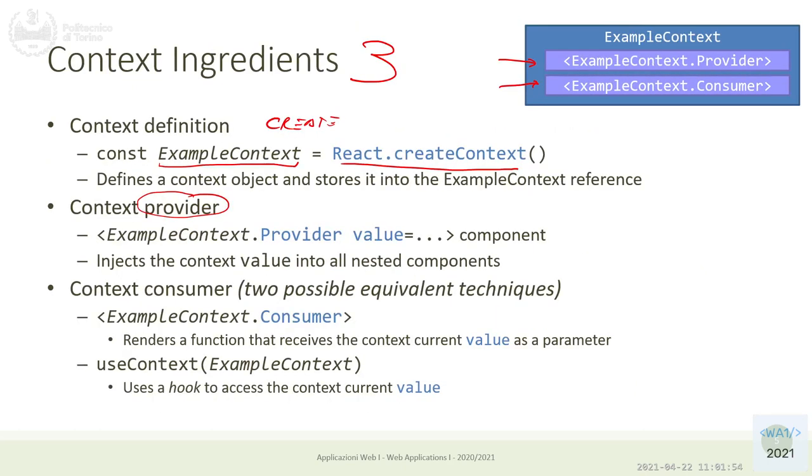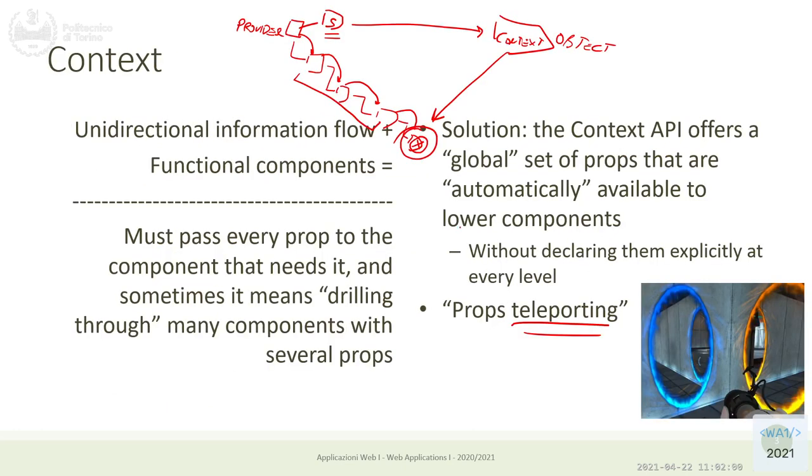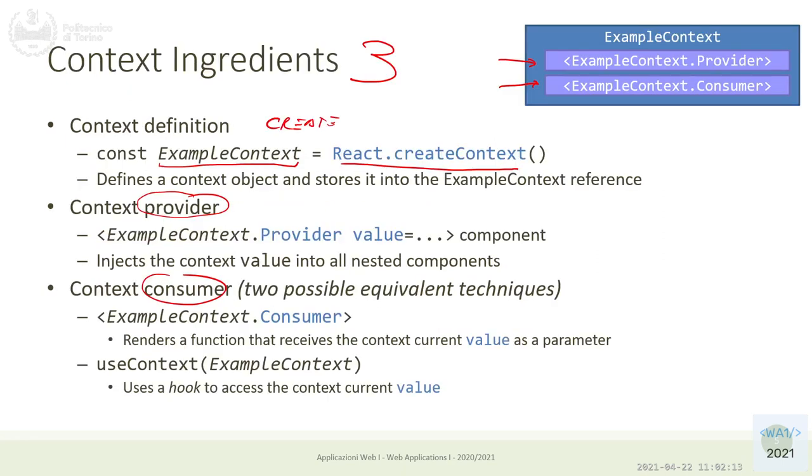And then we have the third ingredient, which is the consumer. The consumer is the component here, where the value is needed. Okay? So we create the context and we define who is the provider, and every consumer node can consume the value. The context provider is a React component, so you can instantiate it just in rendering. And the provider is a component that will inject a value. This value will likely come from a state variable, normally.